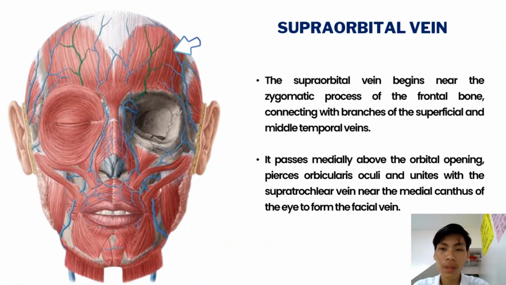Next, we have the supraorbital vein. The supraorbital vein begins near the zygomatic process of the frontal bone, connecting with branches of the superficial and middle temporal veins. It then passes medially above the orbital opening, pierces orbicularis oculi, and unites with the supratrochlear vein near the medial canthus of the eye to form the facial vein.